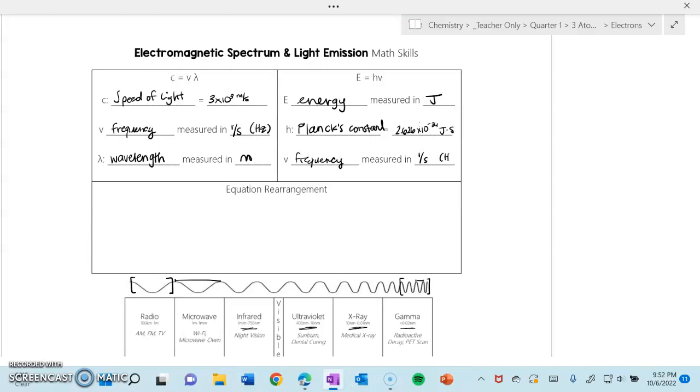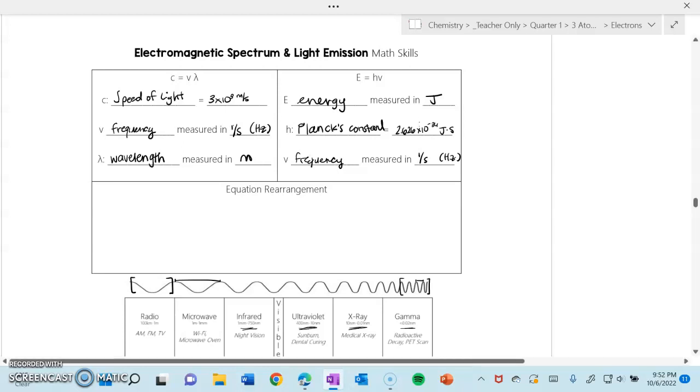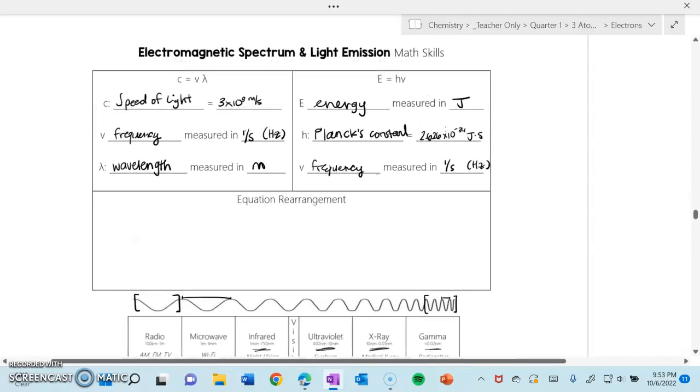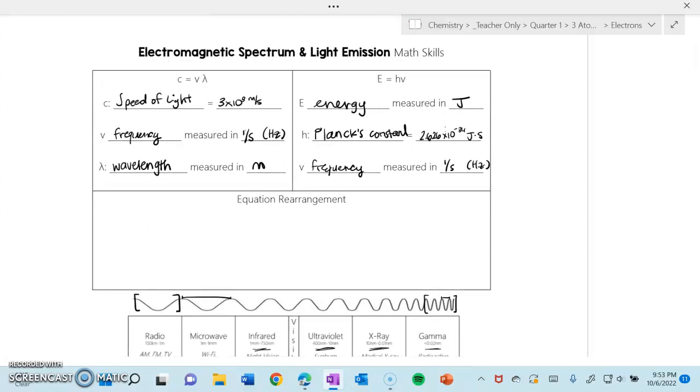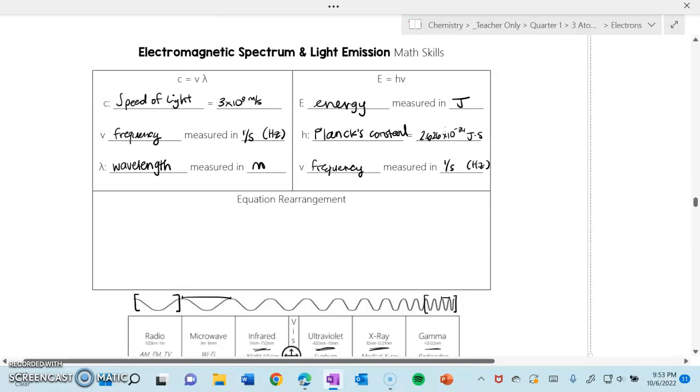Whenever you have an equation that shares a variable, you can combine the two to show a relationship between all of the variables. So let's do that in our equation rearrangement. Starting with the equation on the left, let's solve for frequency. If we were to do that, we can divide both sides by wavelength.